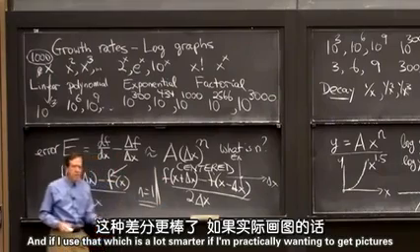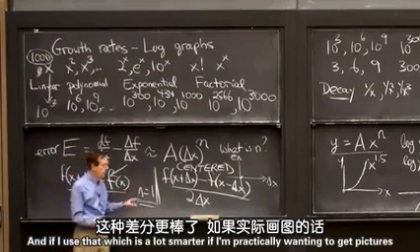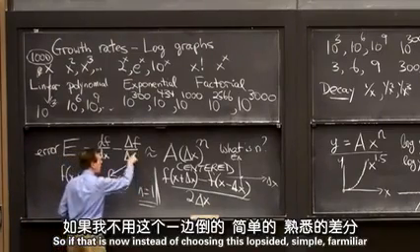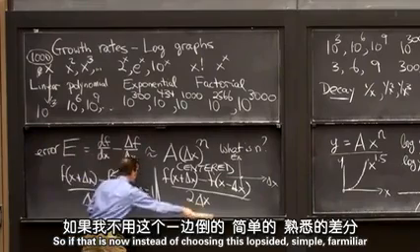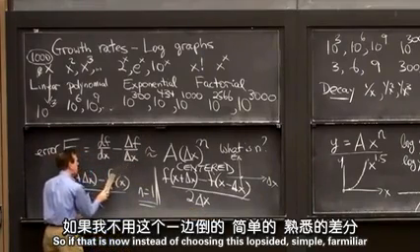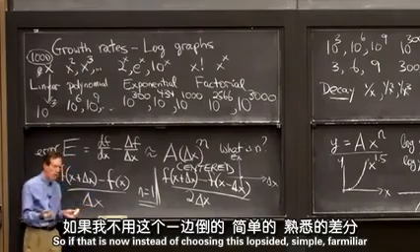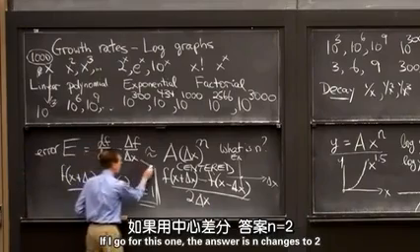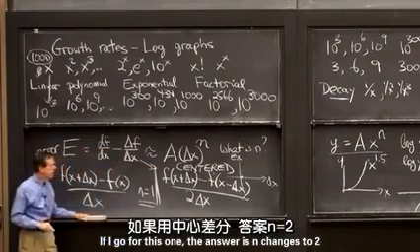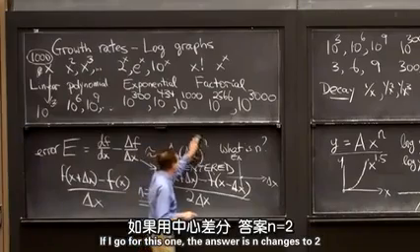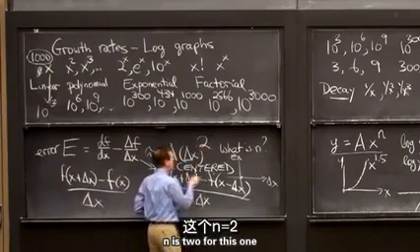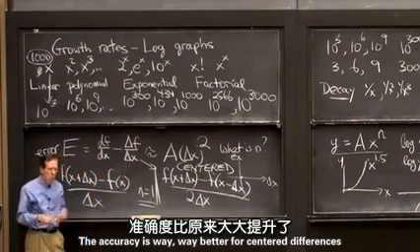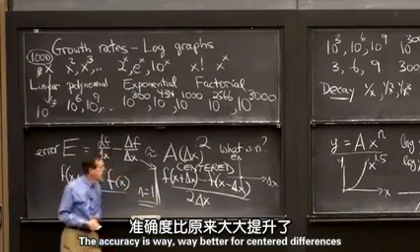And if I use that, which is a lot smarter, if I'm practically wanting to get pictures, then what happens? So instead of choosing this lopsided, simple, familiar, but not that great difference, if I go for this one, the answer is n changes to 2. N is 2 for this one. The accuracy is way, way better for center differences.